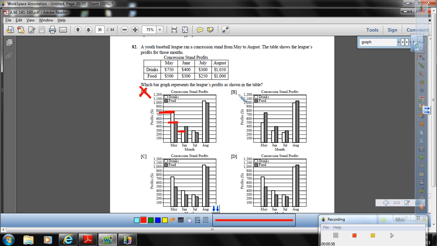Moving along to choice B. Again, we see in the month of May, they sold $750 worth of drinks. Our white line shows us that this graph only represents $500 in drinks.